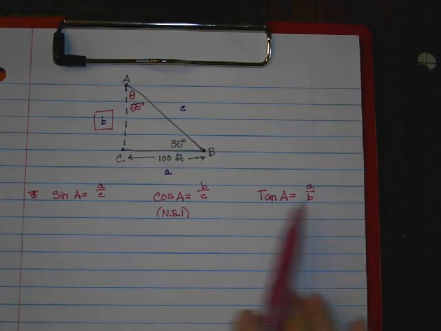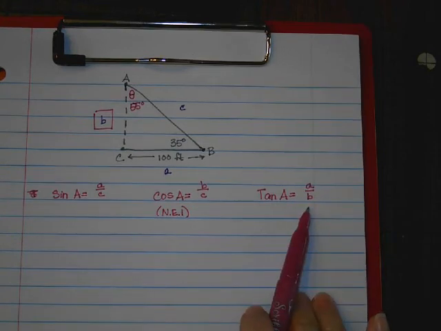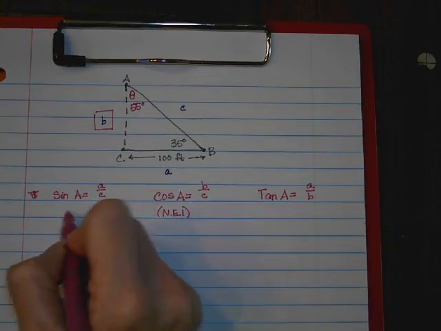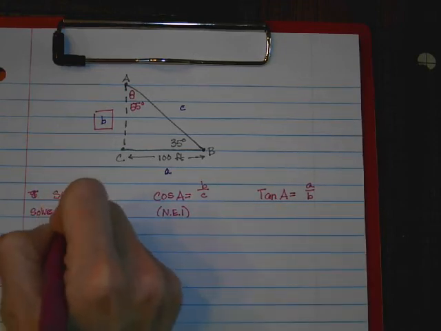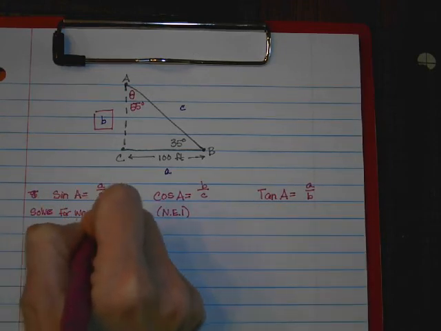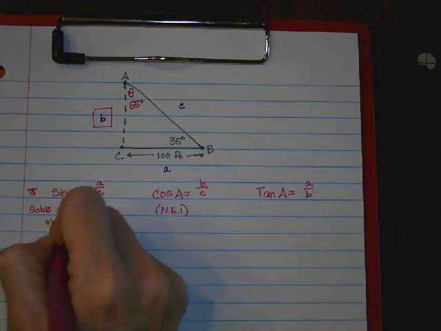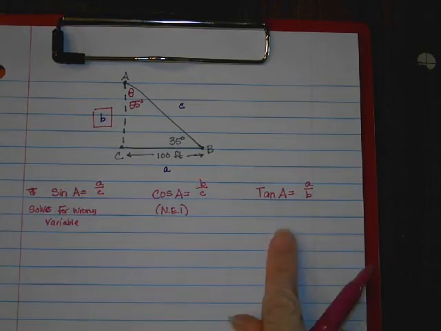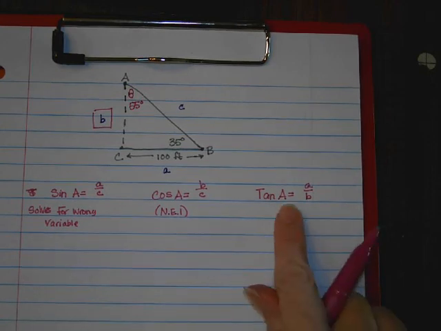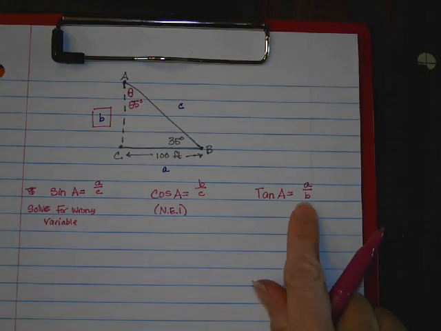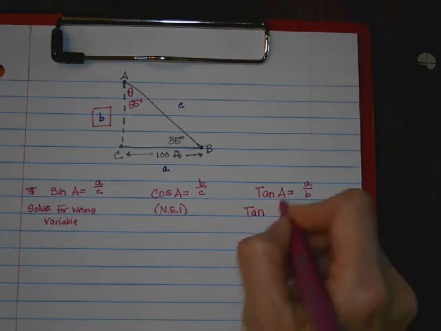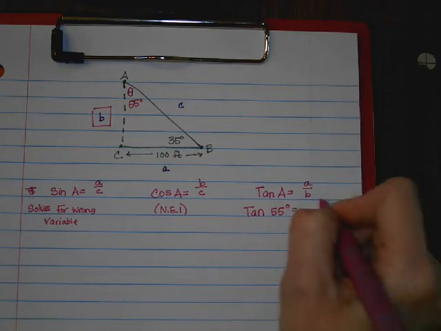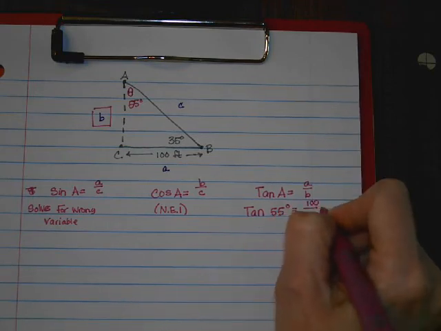The tangent ratio has big A and little a, and I'm trying to find little b. This is the right one. The others solve for the wrong variable, and I'm making some notations for you. This one solves for the right variable because we know big A, we know little a, and we're trying to find little b. So tangent of big A, which is 55 degrees, equals little a of 100 over little b, which we do not know.